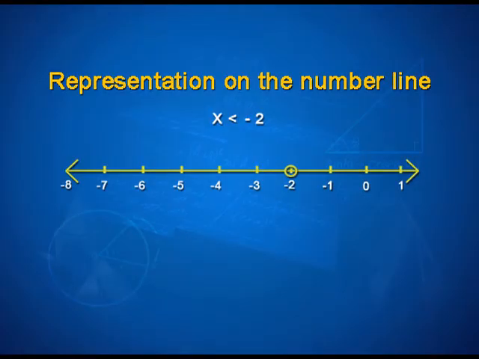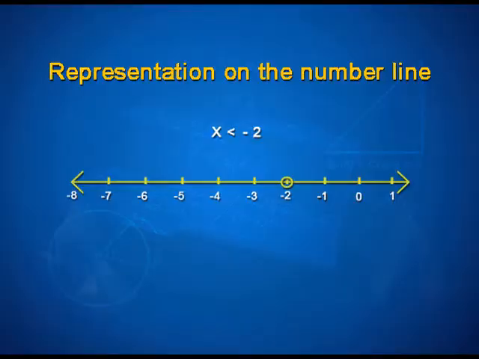Let us represent this on the number line now. If we are to represent x less than -2 on the number line, let us draw a number line with integers marked on it. The integer -2 is marked as the point A. Let us represent this inequality on the number line now. Consider the inequality x less than -2. Draw a number line with integers marked on it and plot the point A as -2.